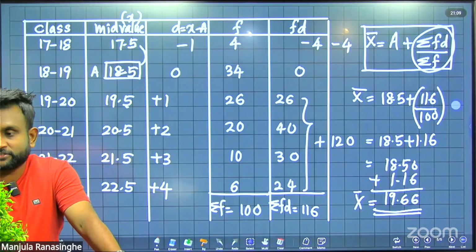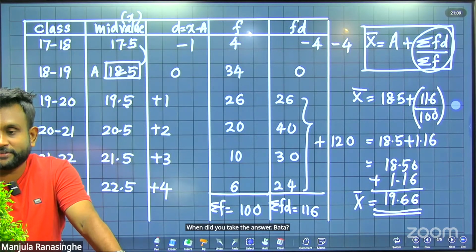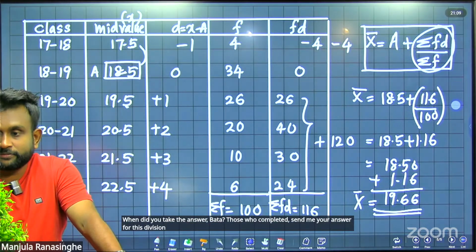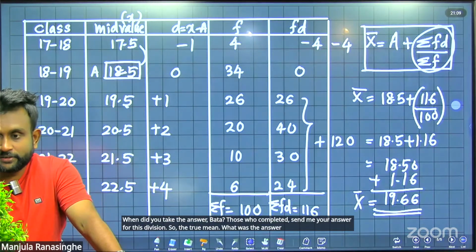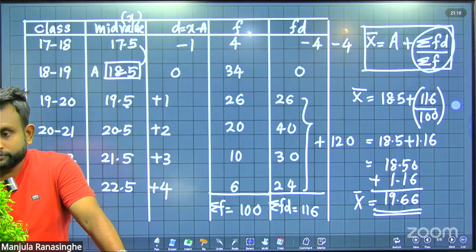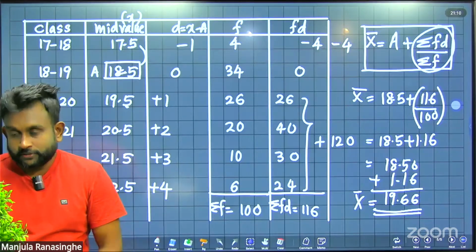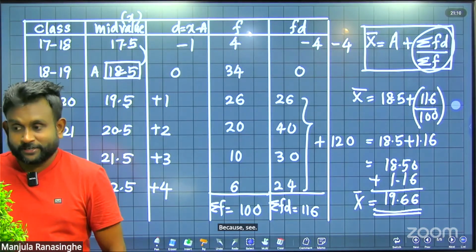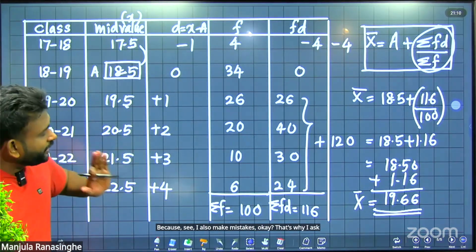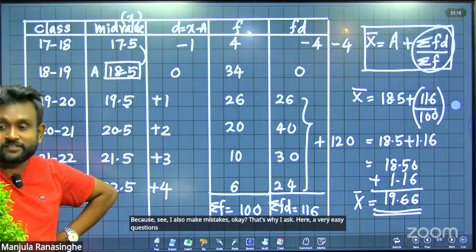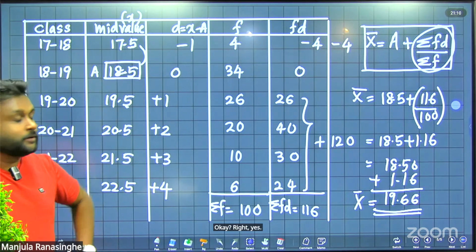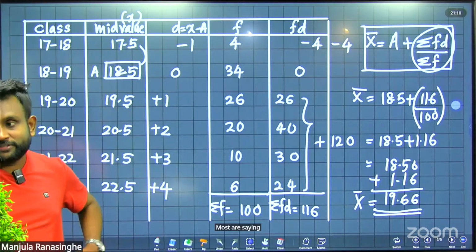What answer did you get? Those who completed, send me your answer for this mean deviation. So the true mean, what was the answer? Is that correct? Correct. Okay, because I also make mistakes here, that's why I ask. These are very easy questions, but complete them without mistakes. Yes, correct. Most are saying correct, so 19.66.